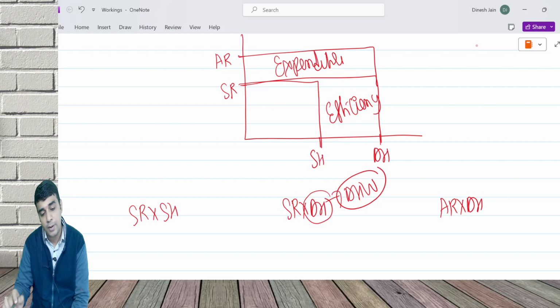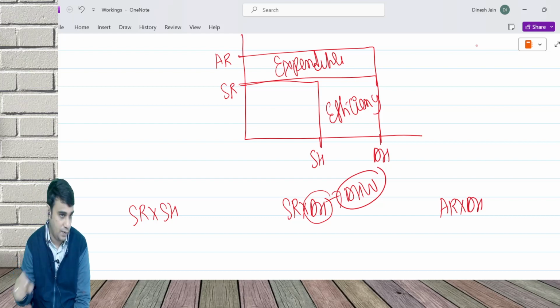Can you tell me what is the formula for variable overhead efficiency variance? Look at the chart. SR into SH minus SR into AH is variable overhead efficiency variance. SR into AH minus AR into AH is variable overhead expenditure variance. Together it is called VOH cost variance.